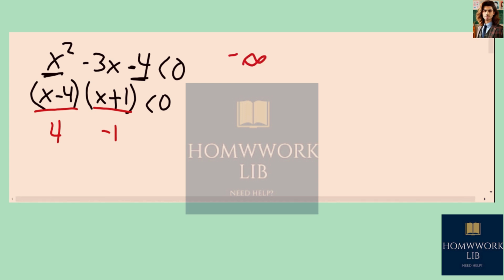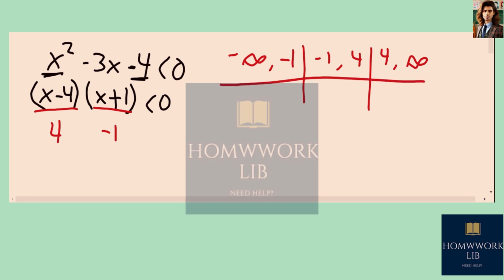So we have negative infinity to negative 1. We have negative 1 to 4. And we have 4 to infinity. And those are the three intervals that we want. Okay, so from negative infinity to negative 1, I'll just choose negative 2.